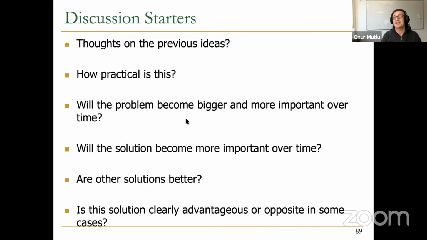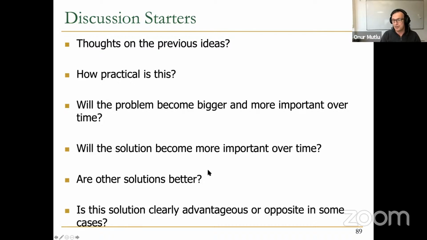Will the problem become bigger and more important over time? I think I will answer this. It will become bigger and more important because the memory bandwidth bottleneck is becoming bigger as we put more processing units to access memory, and memory bandwidth is not scaling very well. And also applications are becoming increasingly data intensive and data movement intensive, as we've discussed multiple times.